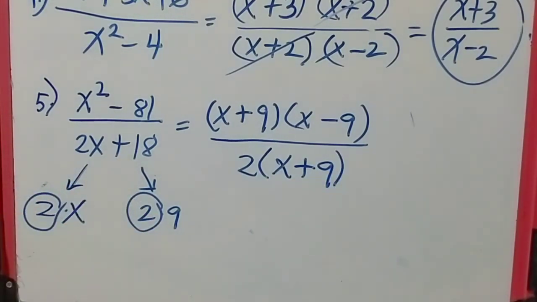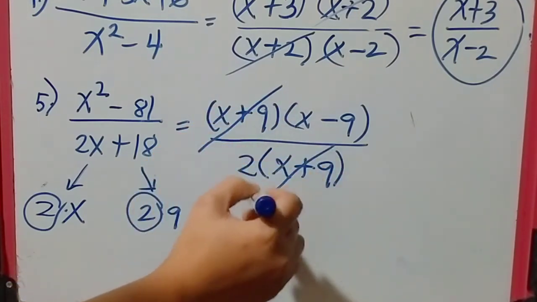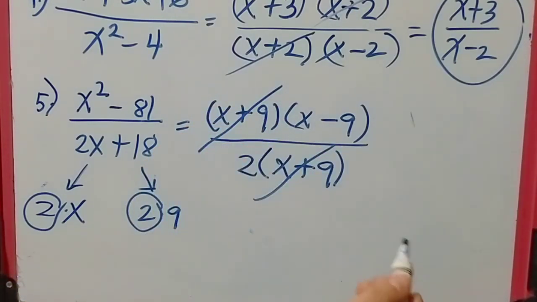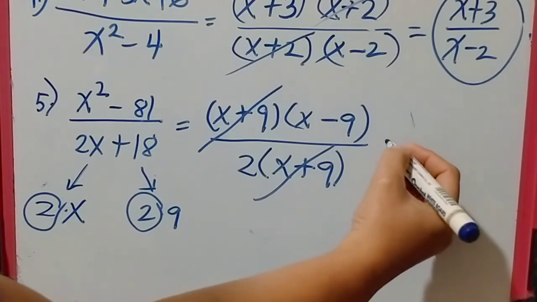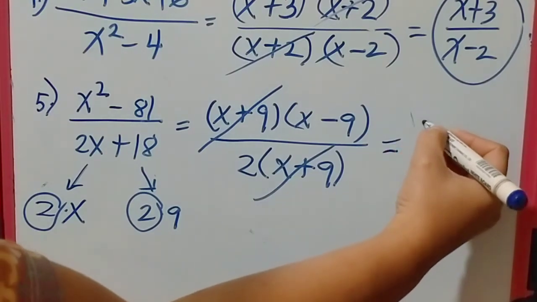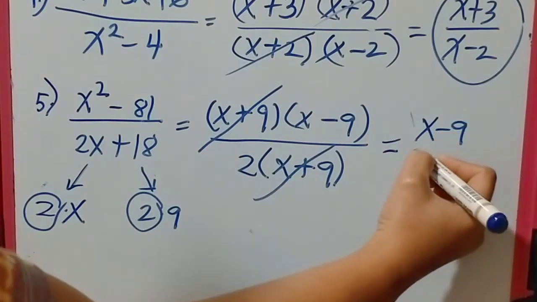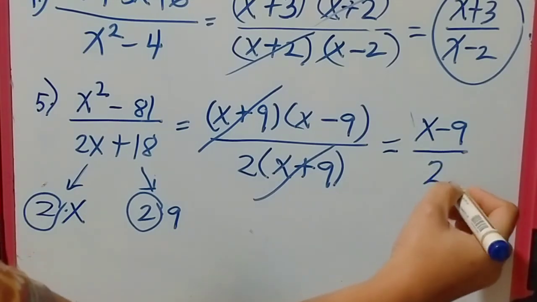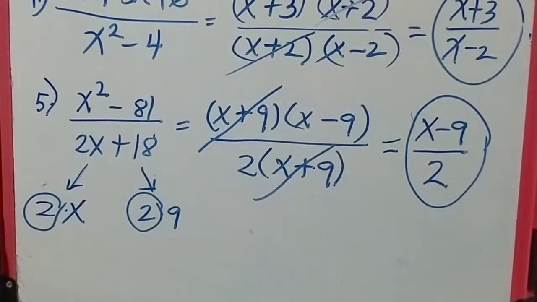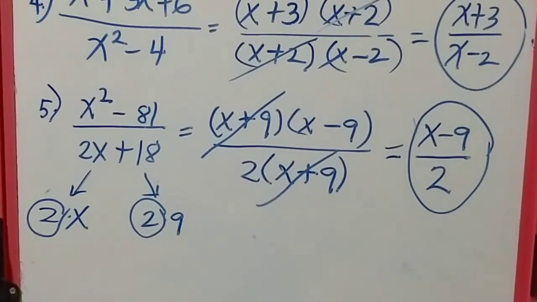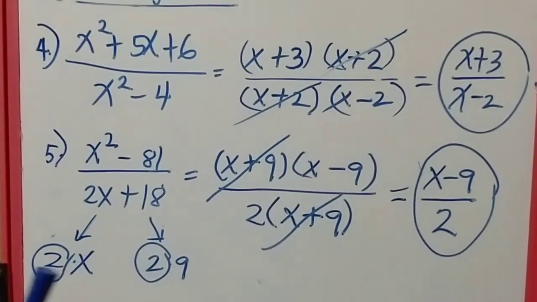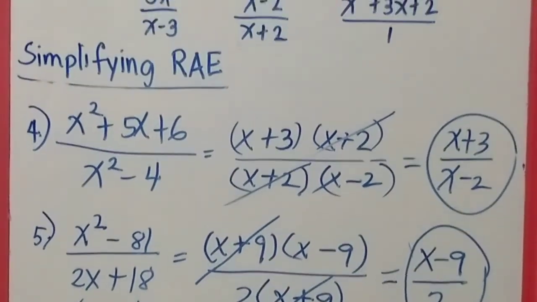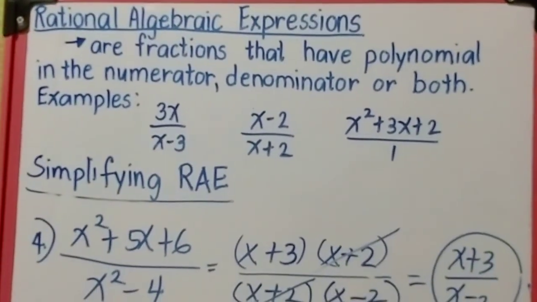Again, the quantity x plus 9 is common to both numerator and denominator, so we can cancel it because that is a fraction equivalent to 1. So in our numerator, we have x minus 9, and in the denominator, we have 2. Okay, we have simplified it. That's how we simplify rational algebraic expressions. Very easy, right? Just don't forget what we discussed before about factoring, because you will be using that in simplifying rational algebraic expressions.